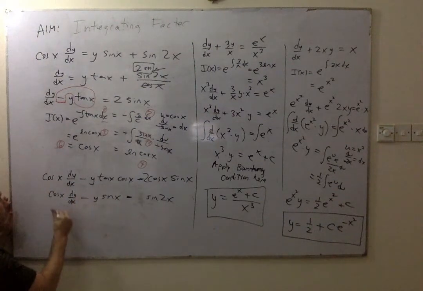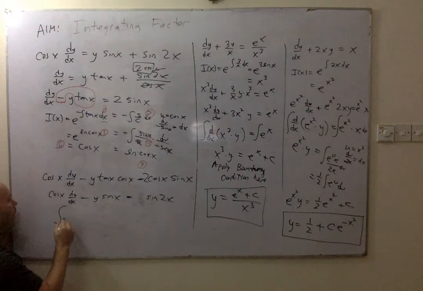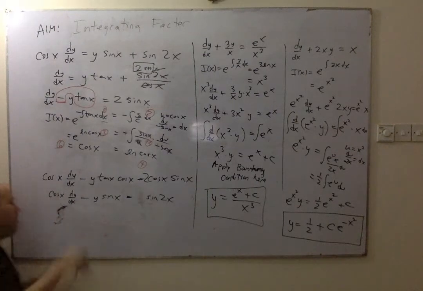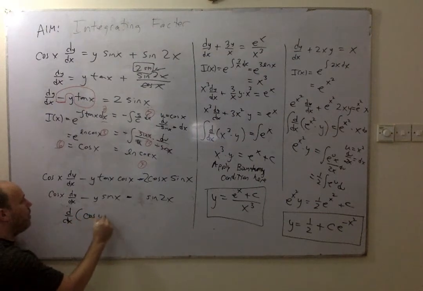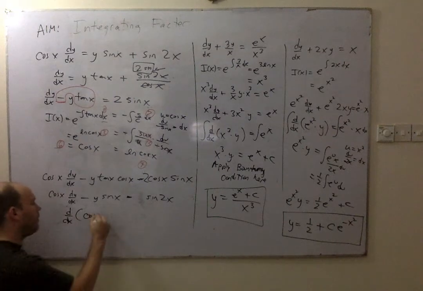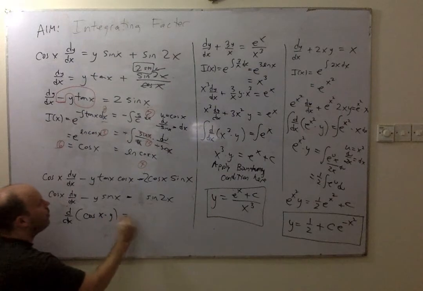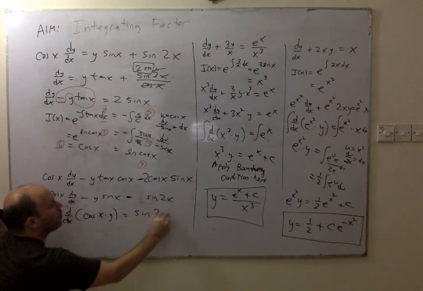Well, what's the rule down here? Let's see. Sorry. This becomes d dx of the integrating factor, cosine x, times y, which is equal to sine of 2x.